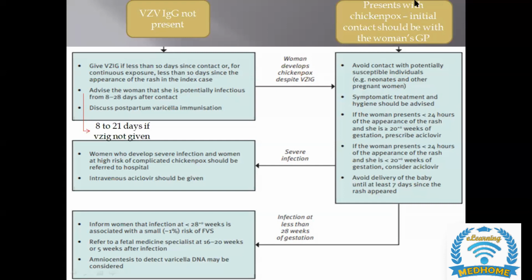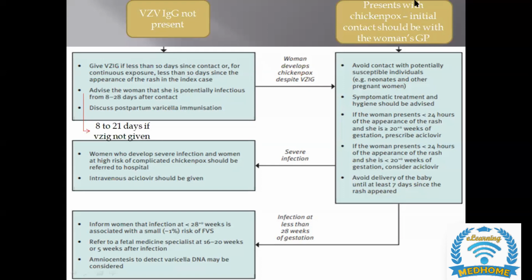At 29 weeks, we have done the ultrasound, and the features are suggestive of only microcephaly and no other features, or a single feature like only limb hypoplasia and nothing else. The patient wants to know whether she should go for termination or not. What will you tell her? We will advise amniocentesis to look for varicella zoster DNA. If it is present, she can go for termination of the pregnancy. We will give the patient the options.